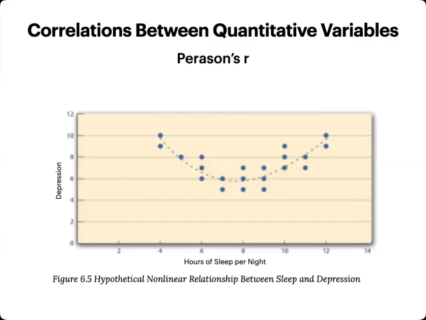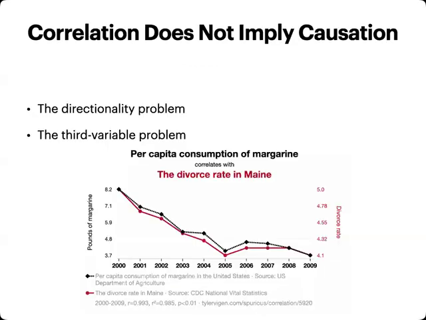Therefore, always check a scatter plot for linearity before using Pearson's r or correlation coefficient. Nonlinear relationships are actually common in psychology, but we are not going to discuss them in this course. We already know that correlation does not imply causation. An interesting example from 2012, is it 2012?